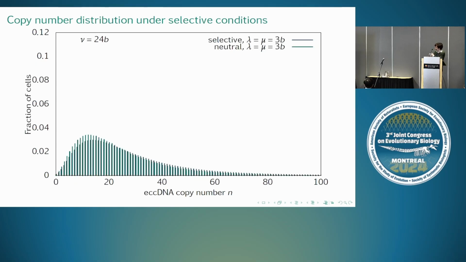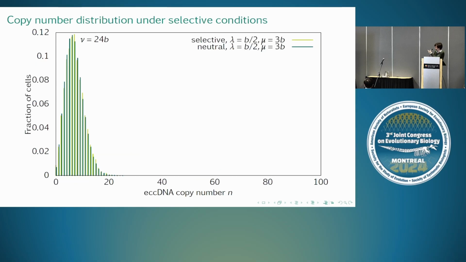So if we can look, you can actually compare selective and neutral under these two conditions. And you can see that selection itself doesn't do very much here. I mean, there's a slight increased accumulation of ECCDNA copies. There's a slight shift of this distribution towards the right here. But selection itself doesn't have a very large effect on the typical number of copies of an ECCDNA that you find in the cell.